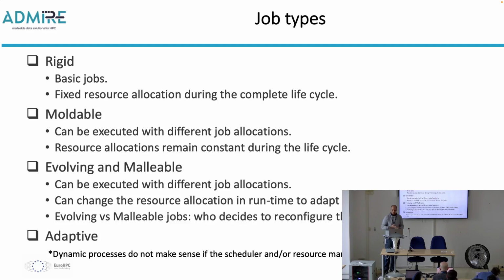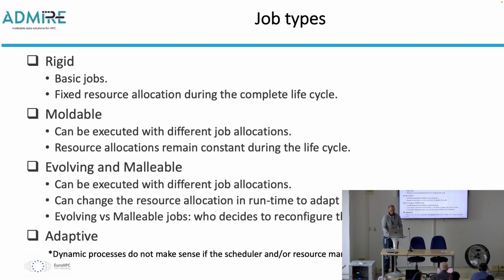Moldable jobs can be deployed with different resource allocations. So you can specify a wide range of acceptable resources, and the system could launch your application based on some of your requirements. Evolving and malleable jobs can run with different resource allocations, but they differ from the previous ones because they can change their resource allocation in runtime. So you can see rigid and moldable with a fixed size in their life cycle. However, evolving and malleable can expand and reduce their resources in runtime. Finally, we have a category which is adaptive, and we use it to include both evolving and malleable jobs. If an application can act as evolving and as malleable, we name it adaptive.